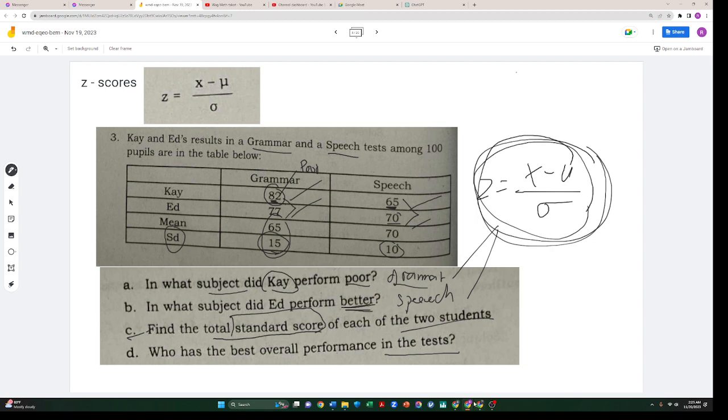Okay? So, that's all for this video and how to solve and interpret the z-scores.